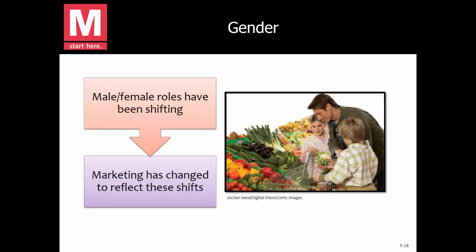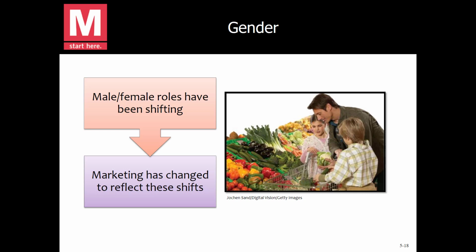The next demographic variable that would affect a consumer's decision-making process is called gender. If you look at the United States today, you'll see that the roles of males and females have been shifting, and marketers are taking advantage of these shifting roles.